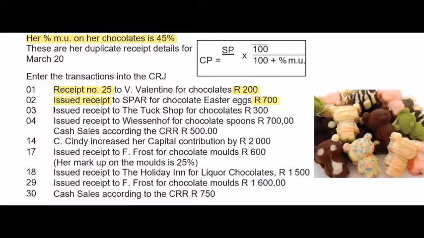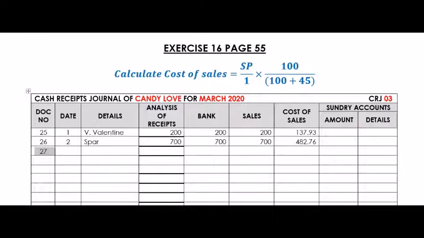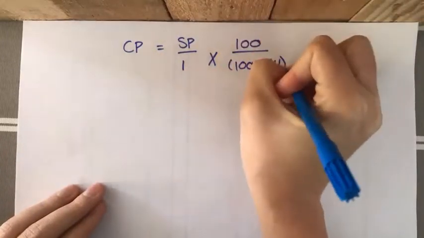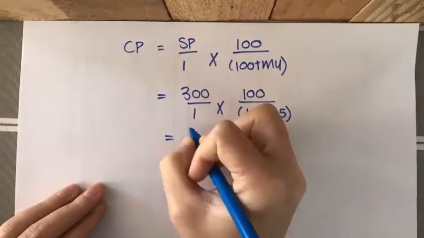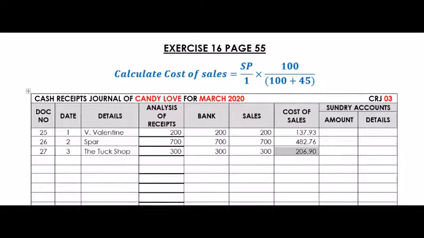Then the next transaction was on the 3rd. Once again, we issued a receipt to the tuck shop for chocolates, 300 Rand. So it will be receipt number 27 on the 3rd, the tuck shop. 300 Rand goes to analysis of receipts or our till. It's the only transaction for the day, so you can draw your line and put it in bank immediately. And you have to specify that you received it for a sale. Remember to calculate your cost of sales. And enter the value in the cost of sales column.